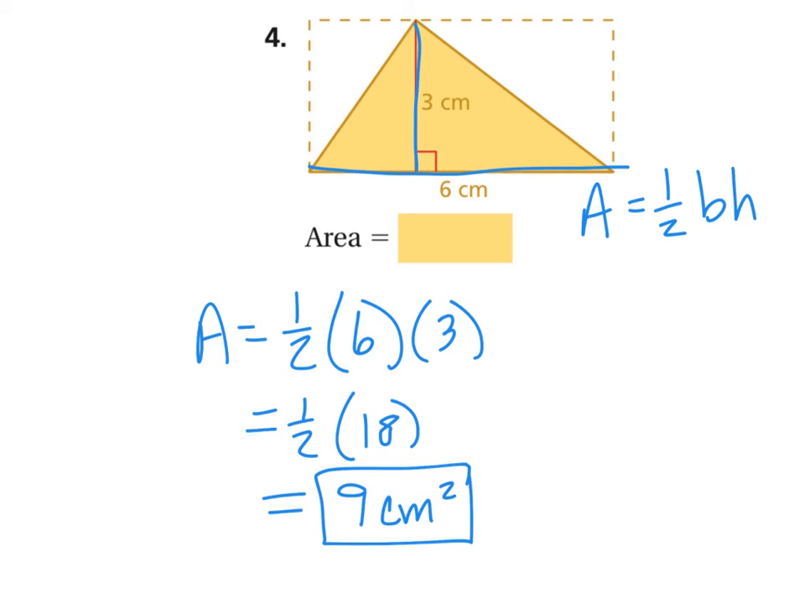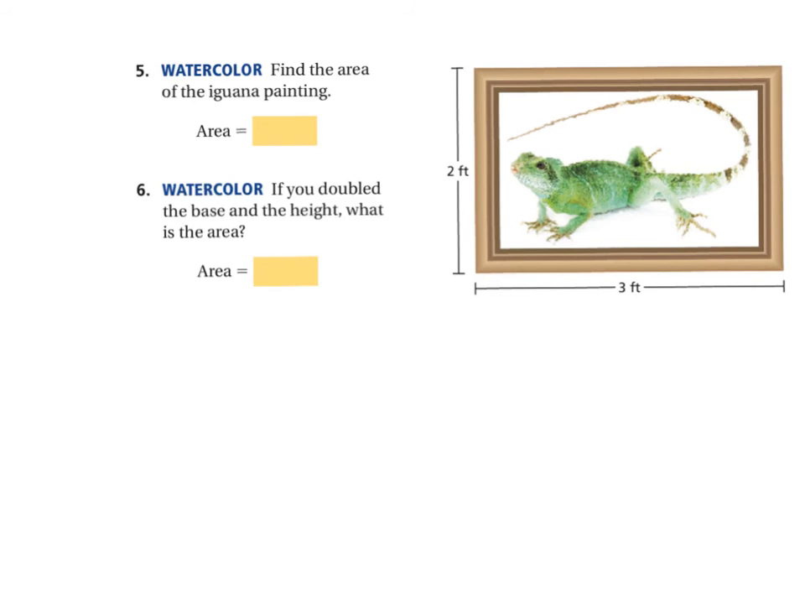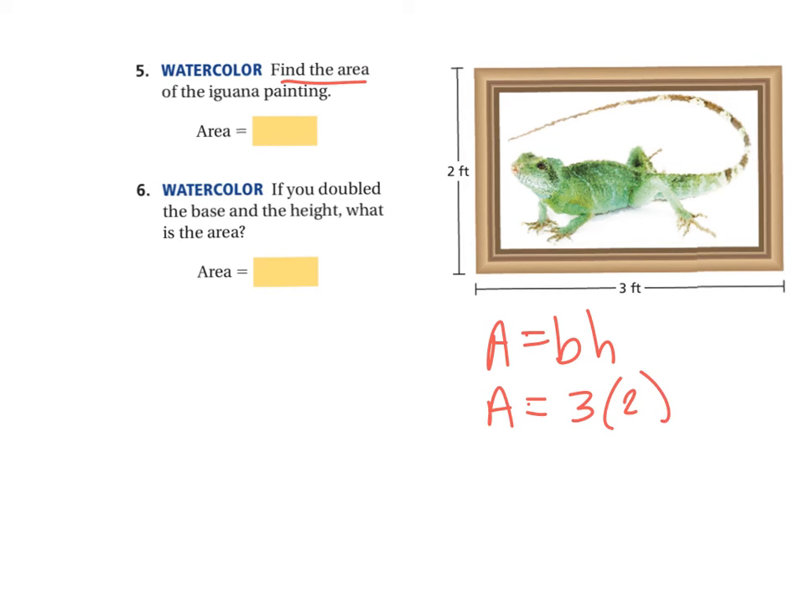Okay, now let's do kind of a word problem to get practice. All right, so we have 2 questions dealing with this picture or painting, an iguana painting. First, it wants you to find the area. Find the area of the iguana painting. All right, well, this shape is a rectangle, so remember the area of a rectangle is just base times height. So then we get area equals 3 times 2. Well, 3 times 2 would be 6. So the area of this iguana painting is 6 feet squared. Make sure you label it because it's actual measurement.